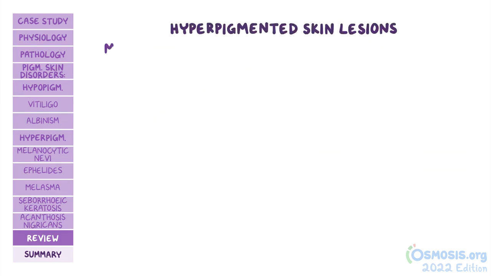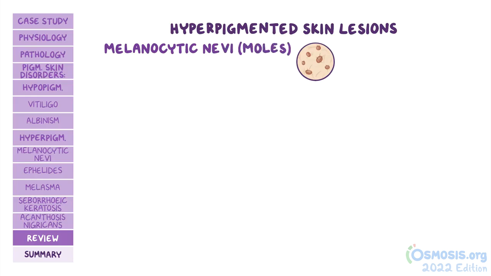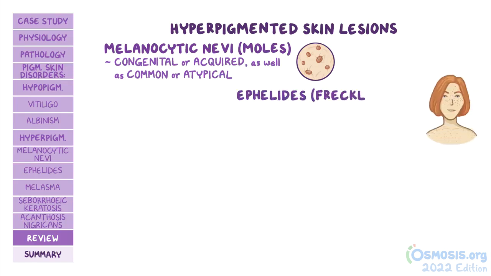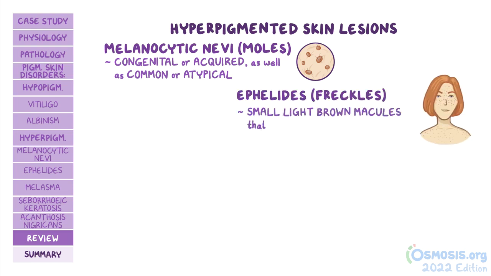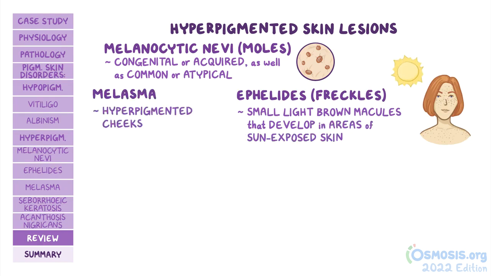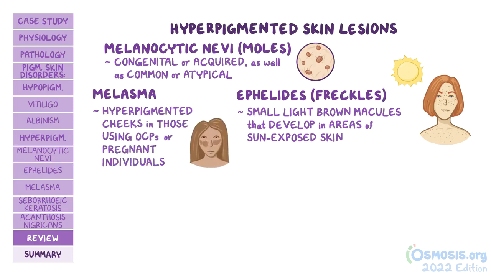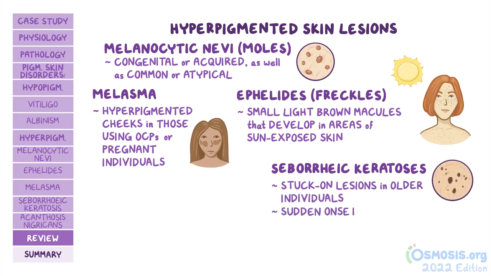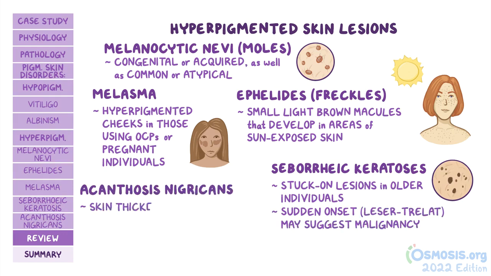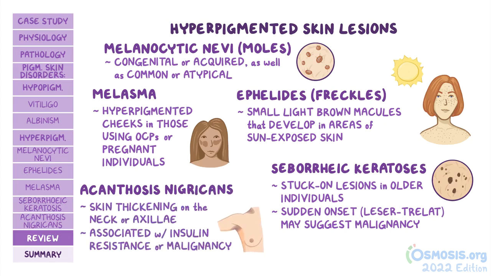Hyperpigmented skin lesions include melanocytic nevi or moles, which can be classified as congenital or acquired, as well as common or atypical. Ephelides or freckles, which are small, light brown macules that develop in areas of sun-exposed skin. Melasma, which is hyperpigmented cheeks in those using OCPs or pregnant individuals. Seborrheic keratoses, which are stuck-on lesions in older individuals, and sudden onset of multiple seborrheic keratoses, known as Leser-Trélat sign, may suggest malignancy, and acanthosis nigricans, which is skin thickening in the neck or axillae that can be associated with insulin resistance or malignancy.